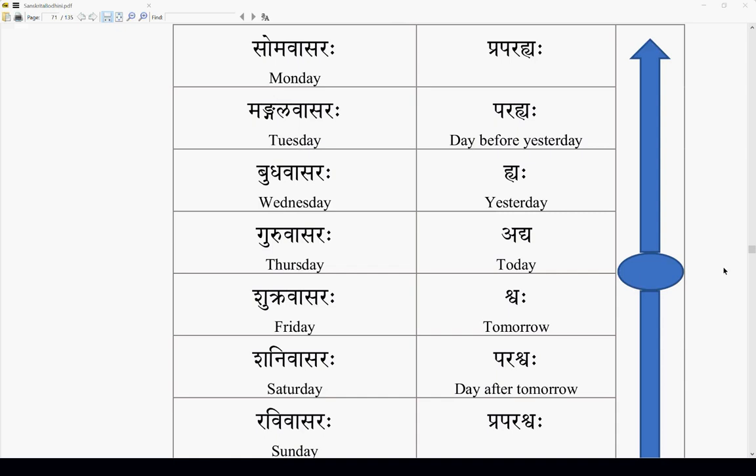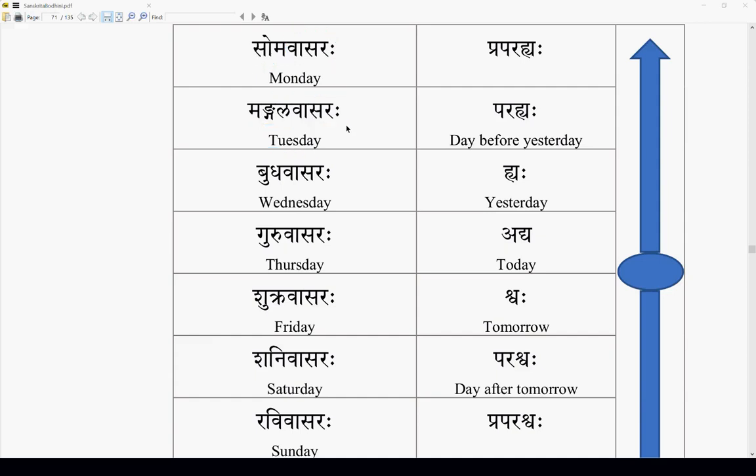So here, the names of the weekdays: Saptahasya dinani or Saptahasya dinanam namani. Vasaraha means day. And the first part, like your day here, Monday, Soma Vasaraha. Tuesday, Mangala Vasaraha. Buddha Vasaraha.